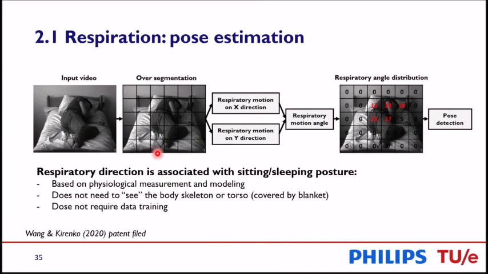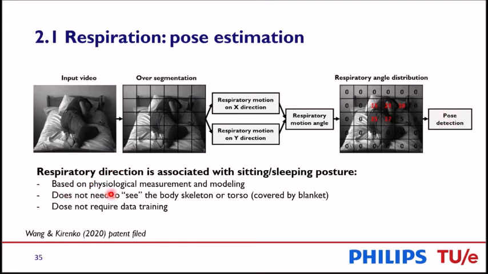Later we find that the respiratory motion, or say the respiratory signal direction, is related to the posture of the subjects. That means we can use this measurement to estimate the subject pose. So given an input video, we first do over-segmentation, cutting the video into different blocks. For each block we estimate the respiratory signal in the X direction and also the Y direction, two orthogonal directions. Based on the two orthogonal signals, we estimate their angle, and from the angle, we can detect the pose.